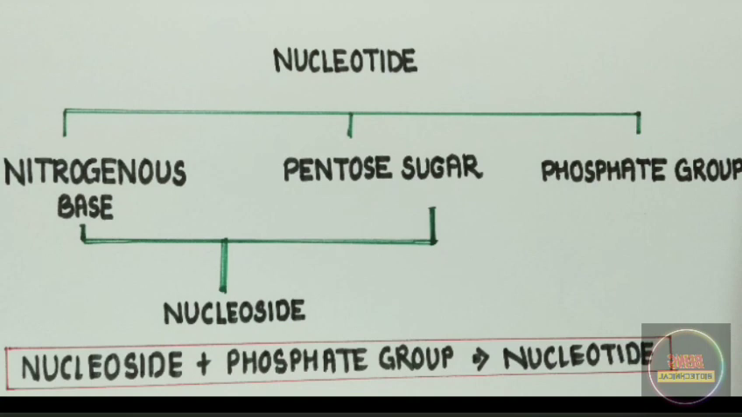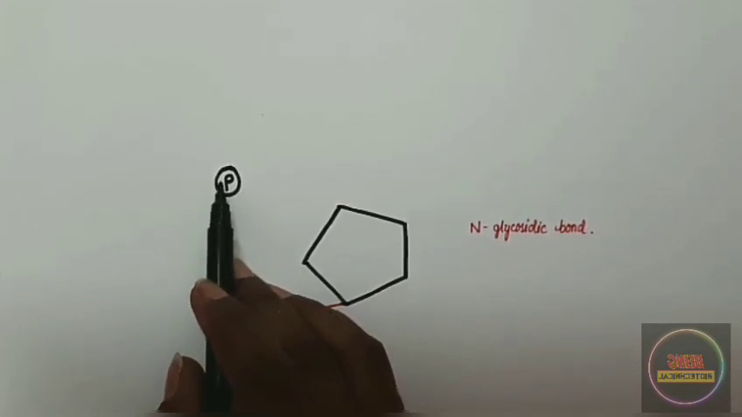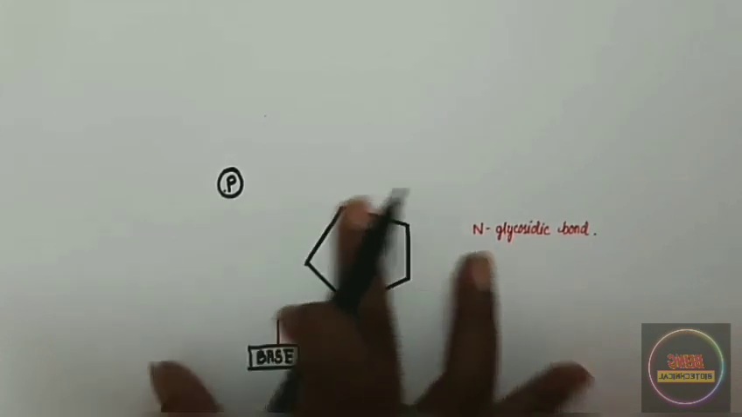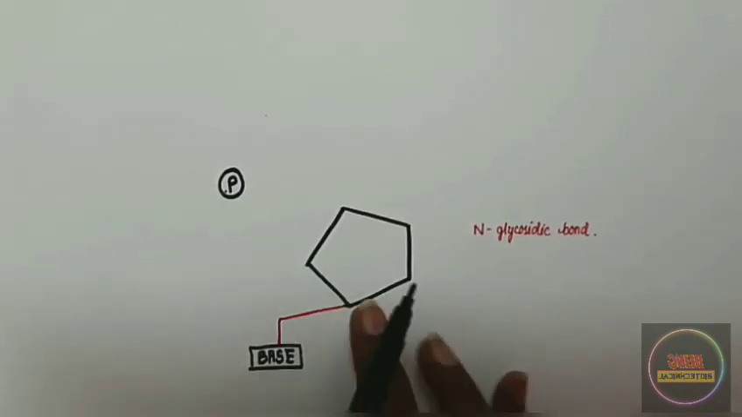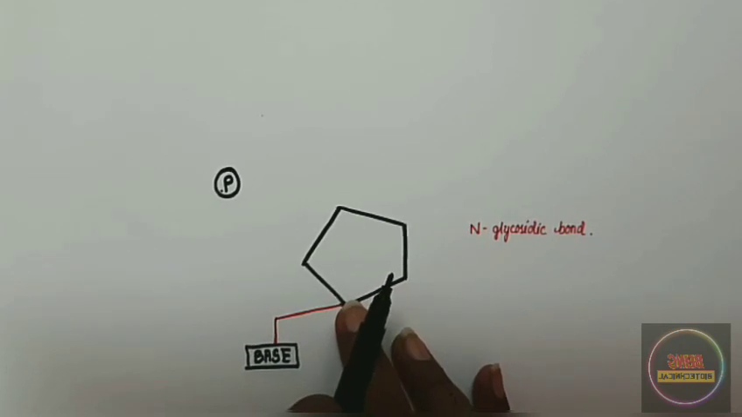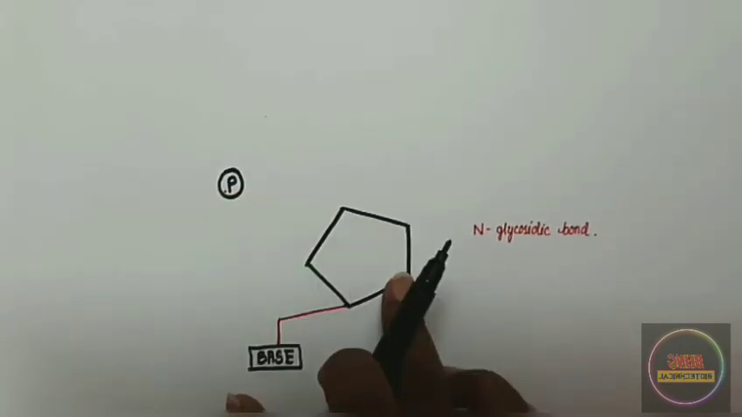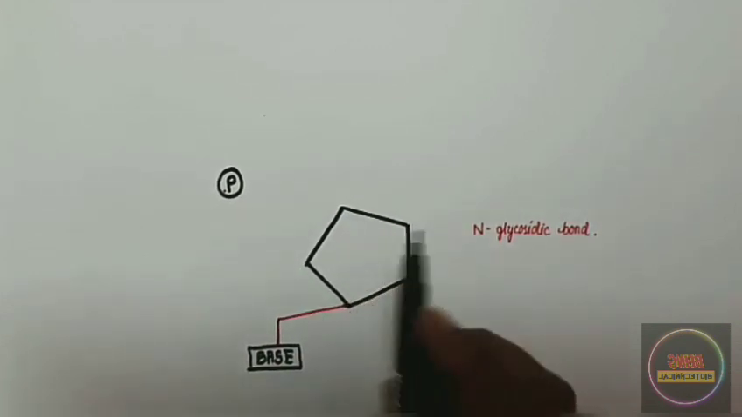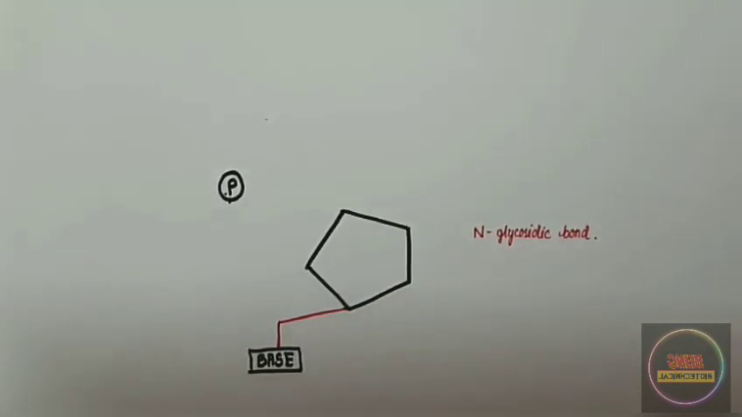Let us come back to our structure. See, this is the structure of a nucleoside, where the pentose sugar and nitrogenous base are now joined by this N-glycosidic bond. Now we have to add a phosphate group to this structure in order to make it the structure of a nucleotide. So this is a phosphate group. We may denote it by P.